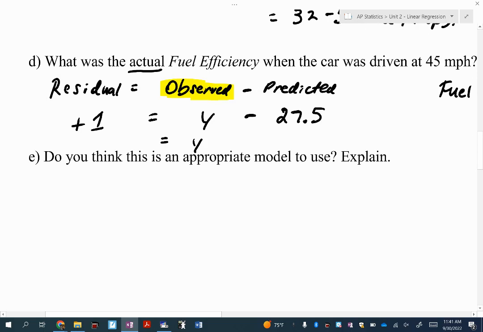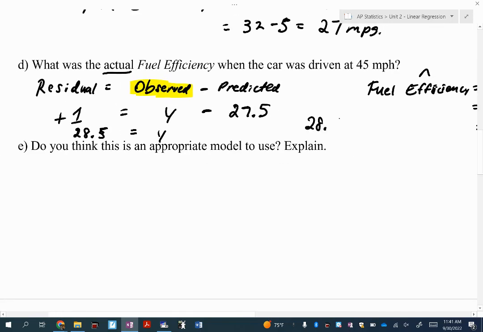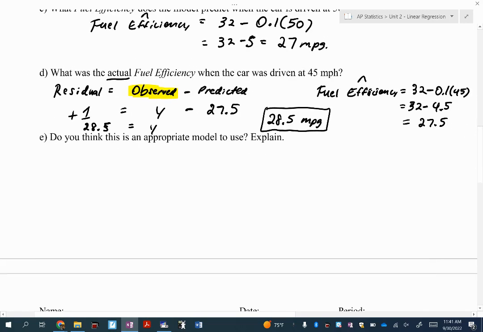If I move the minus 27.5 over with addition, what is my actual fuel efficiency? 28.5? That's it. So the answer is 28.5 miles per gallon. Great question. Do I have plus 1 miles per gallon, Victor?